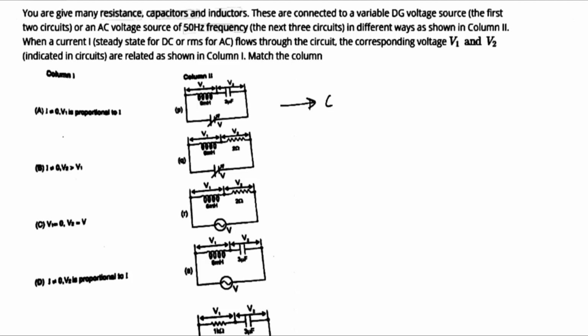According to that relation, statement A, V1 is proportional to I, is wrong. In column 2, statement B, I is not equal to 0, that is correct, and V2 is greater than V1, so B is also correct for that circuit. Now check C: V1 is 0 and V2 is equal to V, that is also correct, so option C is correct for that circuit. And D: I is not equal to 0 and V2 is proportional to I, that is also correct because V2 is equal to IR, so D is also correct for diagram Q.